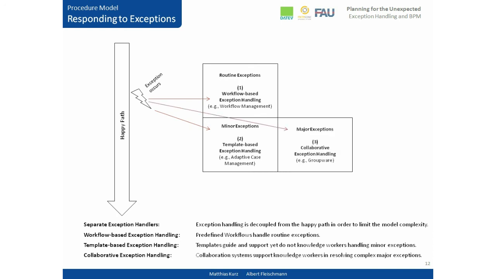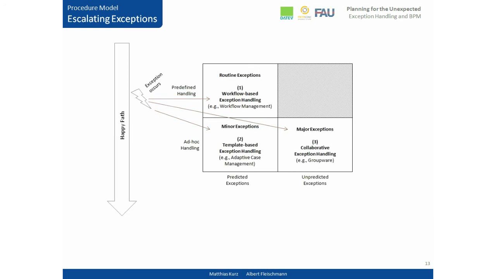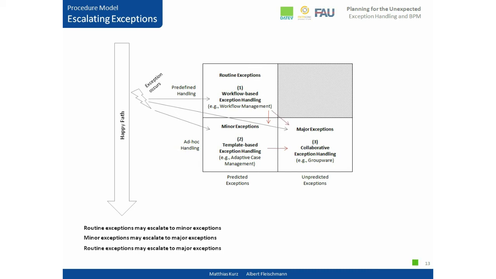In case of major exceptions, we propose to use collaboration, because major exceptions are not predicted. We have to use ad hoc handling, and in these cases, you just have to communicate with the experts at hand. You have to search for the experts at hand, and that might be supported by a groupware. Okay, so this was the part where an exception occurs and the handler is started. The other problem is, when we are in a routine exception, we might discover that the exception at hand is actually not a routine exception. It just appeared to be a routine exception, but it actually is a minor or major exception. Therefore, it's necessary to provide an instrument for escalating exceptions, for example from a routine exception to a minor exception, from a minor exception to a major exception, or directly from a routine exception to a major exception.